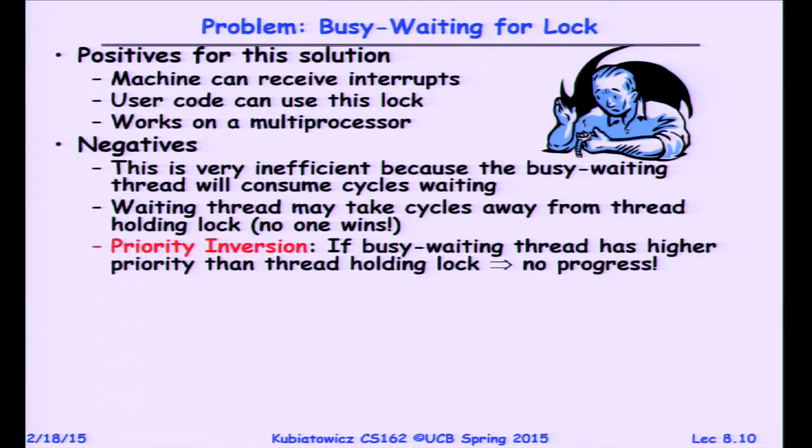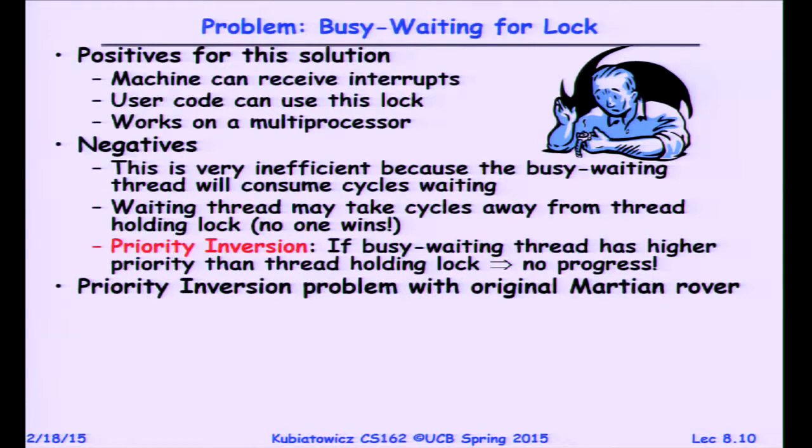The other thing about busy waiting is priority inversion. So if the busy waiting thread has a higher priority than the thread holding the lock, then what happens? Well, now the busy waiting thread is going bzzz, and they're never going to get the lock, because the guy who's got the lock can't run because they're a lower priority. And by the way, this is exactly what happened to the original Mars rover. It had a type of priority inversion in the depths of the code that caused this problem.